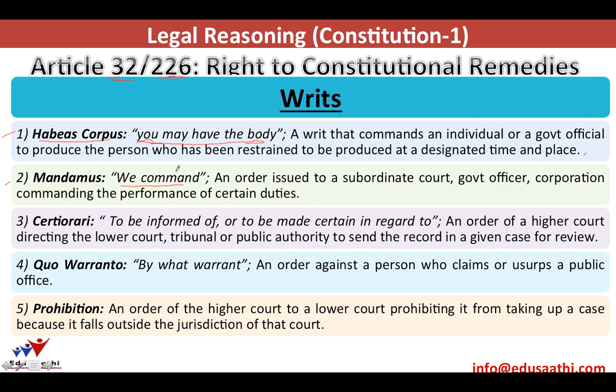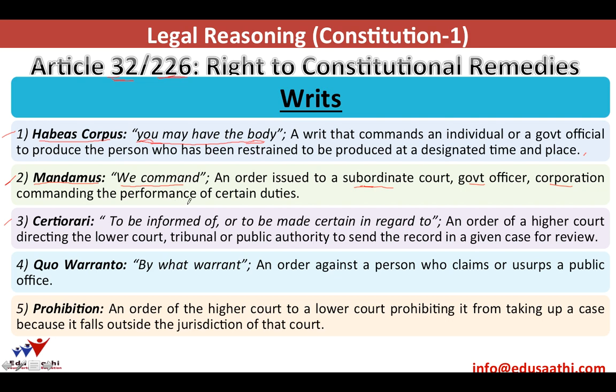In that case, this writ is taken to the High Court or the Supreme Court, wherein you plead before the court that the court must issue the order to the subordinate court for performance of their duties. So this is the writ by which the higher court issues the order to the subordinate court, government officer, corporation, or any other authority to perform their duties. So this is an order directing them to perform certain things.